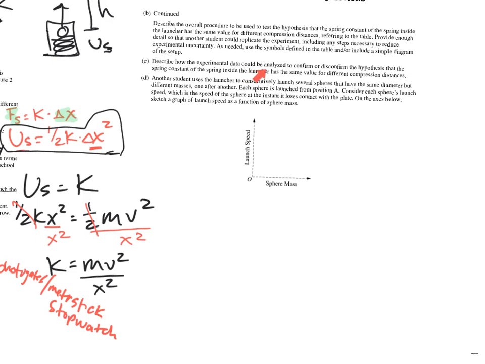Next part, it says determine what could be analyzed to confirm or disconfirm the hypothesis that the spring constant is constant. So pretty much what you're saying is that if you compare the K value at all three of those locations, and if it's the same, that would confirm that it is constant. If you got different values of K at all three locations, then that would say that it's not constant.